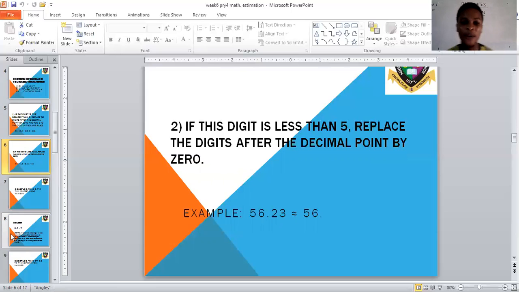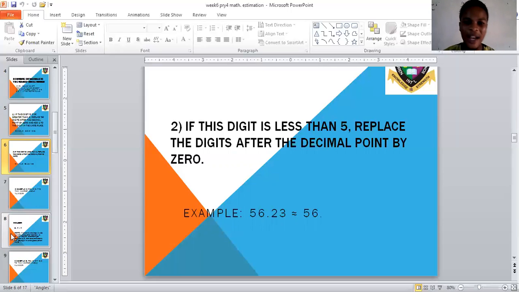Now, this one is telling you that after changing the 10th figure, that is the digit in the 10th place, to 0, you don't add anything. Why? Because the figure is less than 5. It's not up to 5. Are you getting that now? That is the main difference between the two.